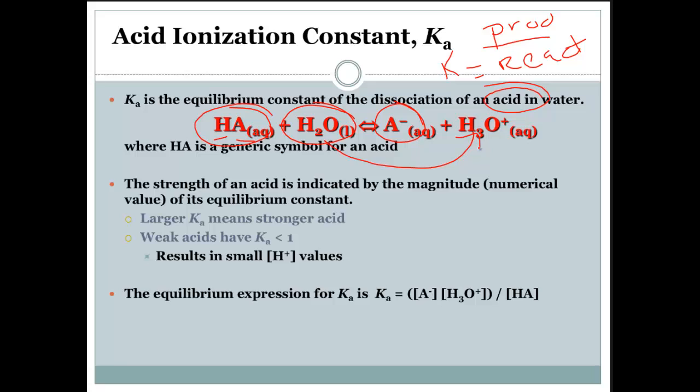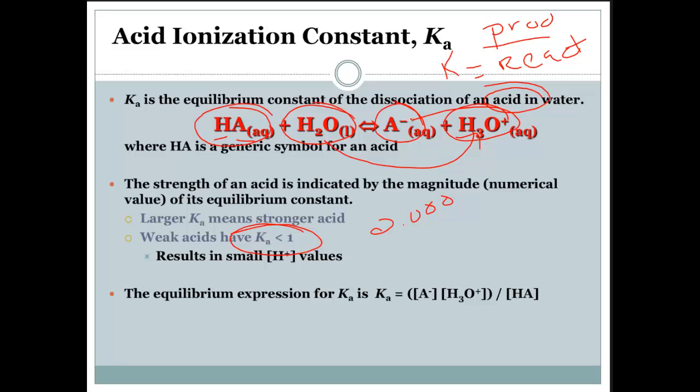The strength of an acid is indicated by the magnitude, the numerical value, of the equilibrium constant. The larger the Ka means the stronger the acid. If you have a weak acid, it has a Ka of a very small number, less than 1. So in other words, 0.000, and so on and so forth. This results in a very small amount of H+ or H3O+ being created on the right-hand side.